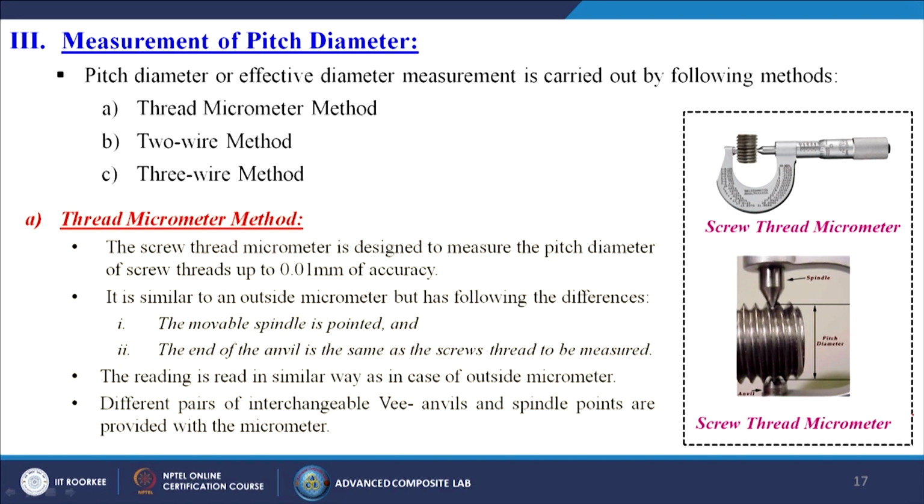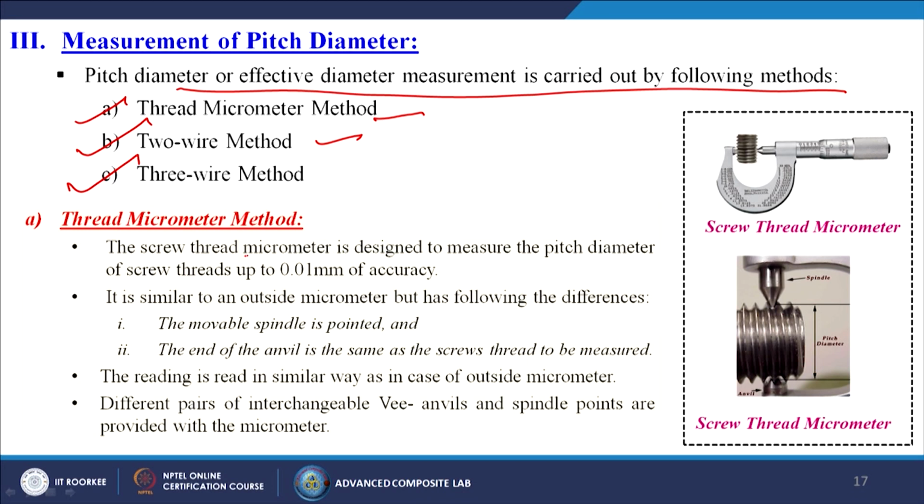Now, we are going to discuss the third one, that is the measurement of pitch diameter. Pitch diameter or effective diameter measurement is carried out by the following methods: the thread micrometer method, the 2-wire method and the 3-wire method. So, first is the thread micrometer method.